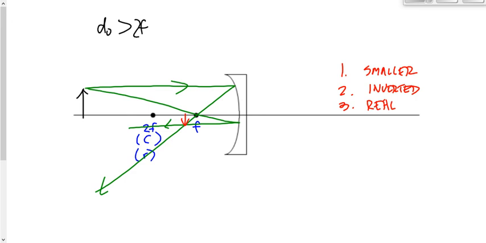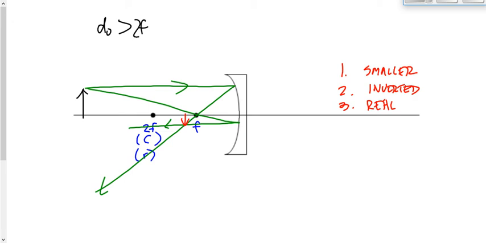That means if we put a screen at this spot right there, we would see the image projected onto that screen. It's a little bit harder to do it with mirrors than it is with lenses, okay? But you would see the same thing. A real, inverted, smaller image projected onto that screen.